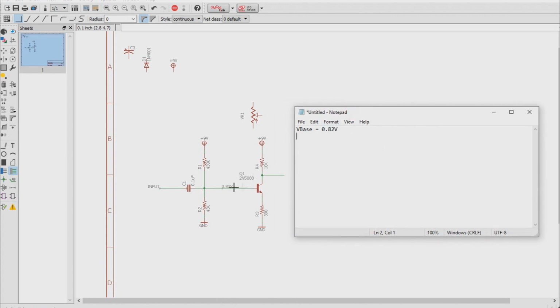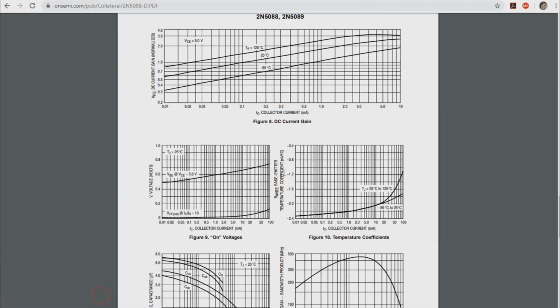So we know at the base of the transistor we got 0.82 volts. Now we need to find out the voltage at the emitter. The voltage at the emitter is going to be equal to the voltage at the base minus the VBE of the transistor. Now, how are we going to figure out the VBE of the transistor? I'm going to do this, I don't want to say the lazy way, but you're going to see here in a second, this is kind of not super exact.